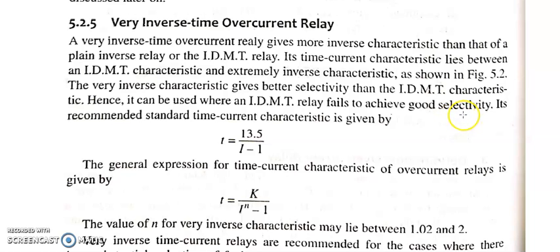So what does selectivity actually mean? It's nothing but the ability of the relay to point out where the fault occurs and select the nearest circuit breaker in the system to trip the fault as soon as possible, so that no damage is made to the system. So the recommended standard time characteristic of such a relay is given by T = 13.5 / (I - 1). This is the standard relation which you need to remember. The general expression for time current characteristic for an overcurrent relay is T = K / (I^n - 1), where n is the value of the inverse characteristic, and for very inverse it may lie between 1.02 to 2.